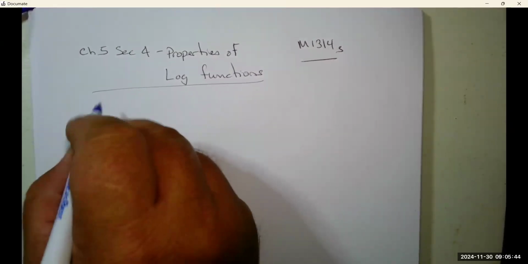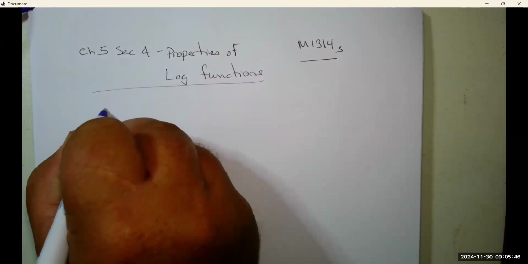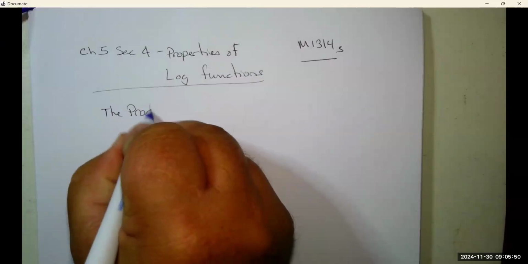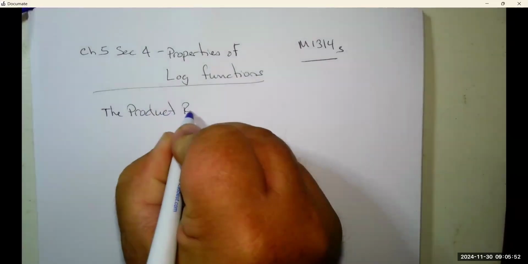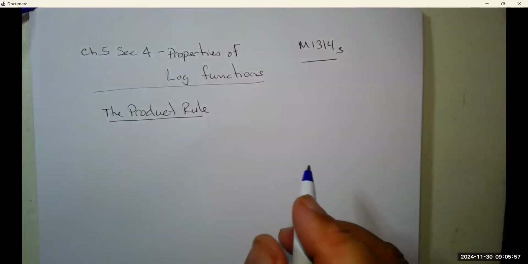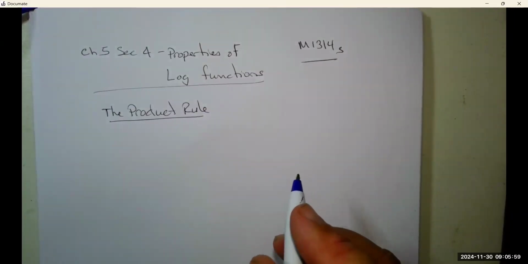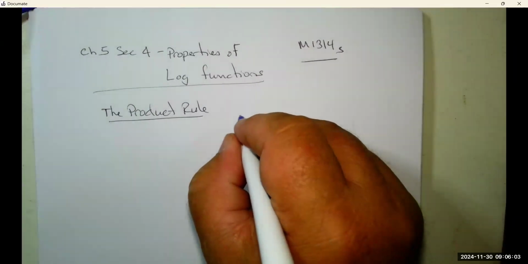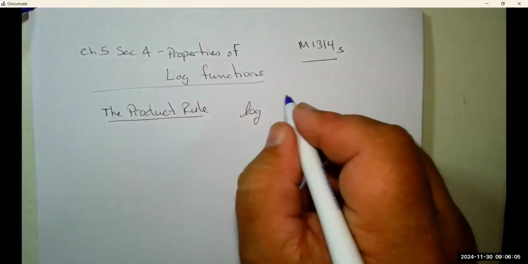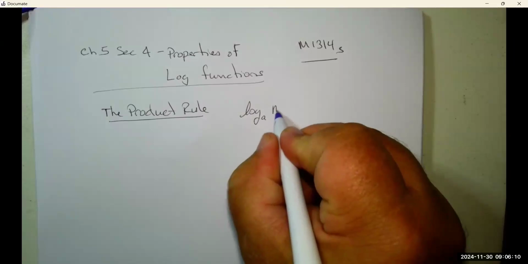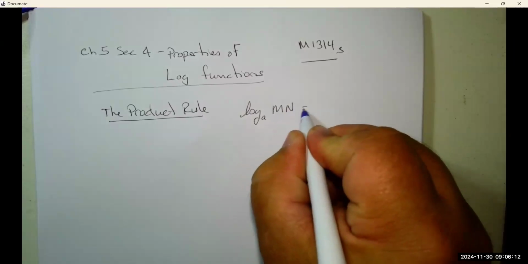And we have a series of like 3 or 4 rules. The first rule, the product rule. Remember, product means to multiply, which means you make things bigger. And here's the logarithmic rule here. So it's log, instead of putting it on a base, let's leave it log of m times n.